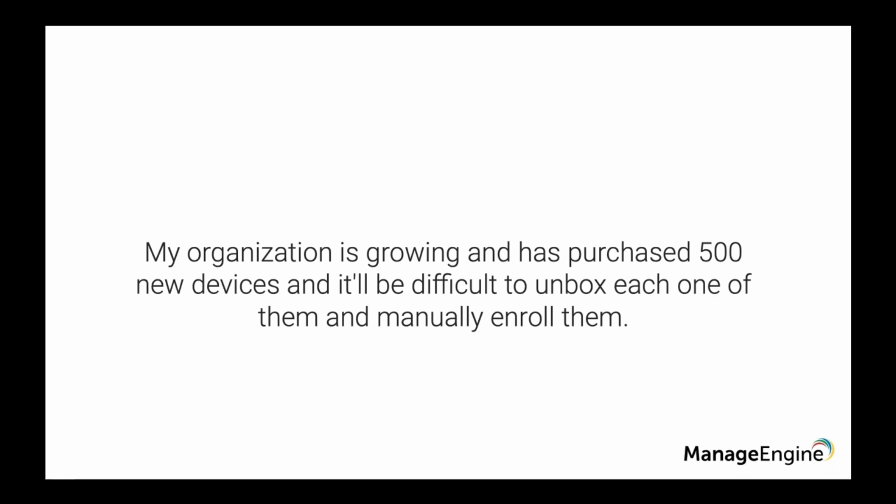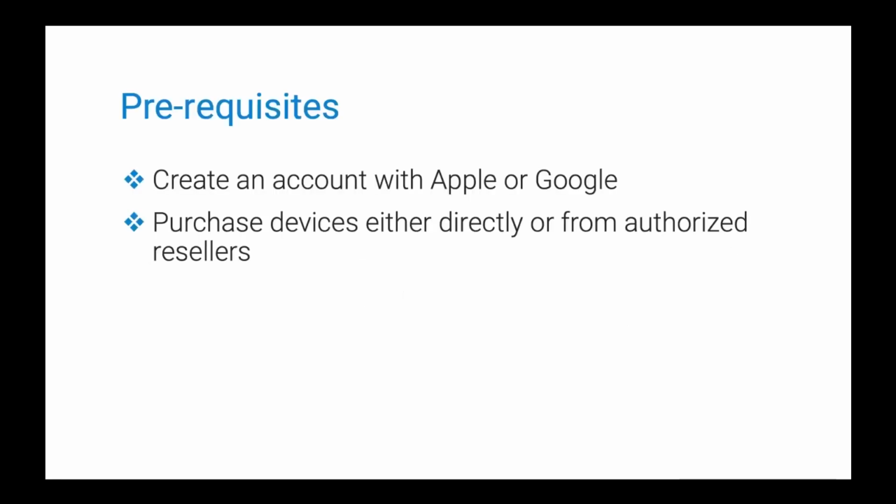So that's where the corporate automated or over-the-air enrollments, I would call them, would come into play. So the prerequisites for that are you'd have to create an account either with Apple or Google. To use these particular services, you'd have to create an account either with Apple or Google. And these 500 odd devices have to be purchased either directly from Apple themselves or from an authorized reseller.